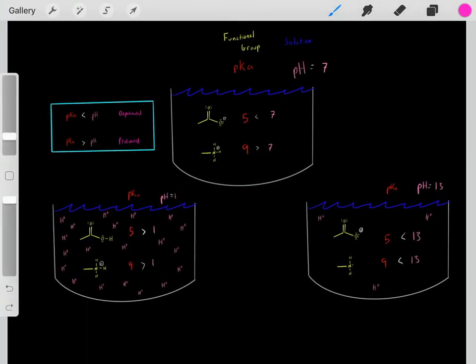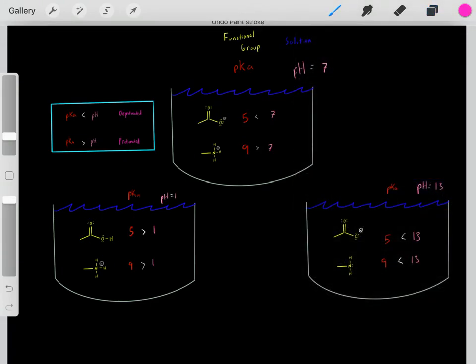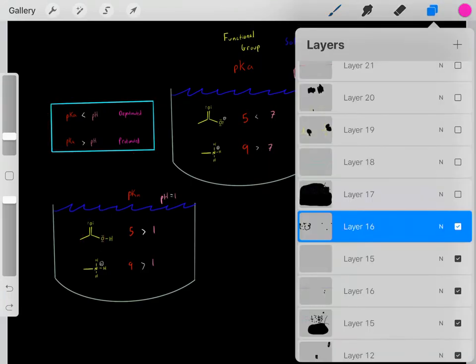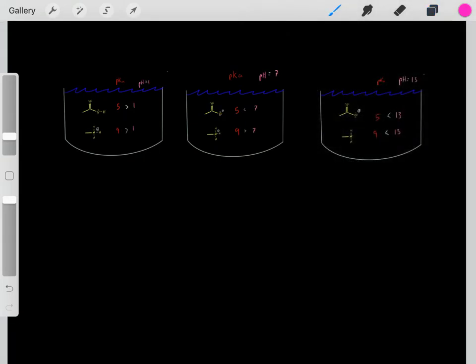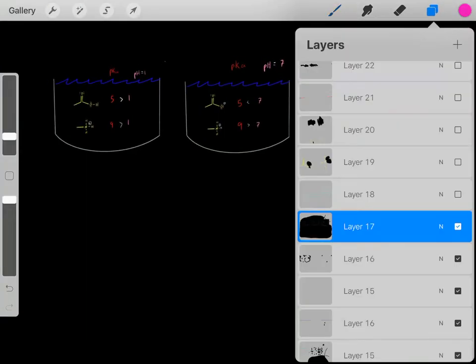But the point is, whenever you have the pKa of a functional group, you just compare it to the pH of the solution it's in, and you follow this rule. And again, you can determine if that functional group is protonated or deprotonated. So now that we know this, let's talk about isoelectric focusing.